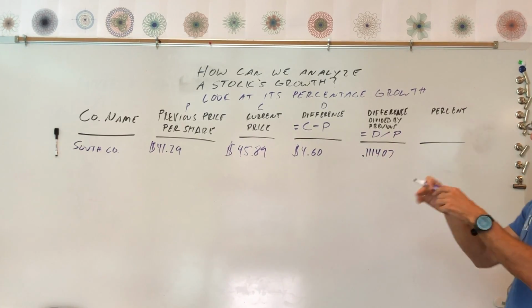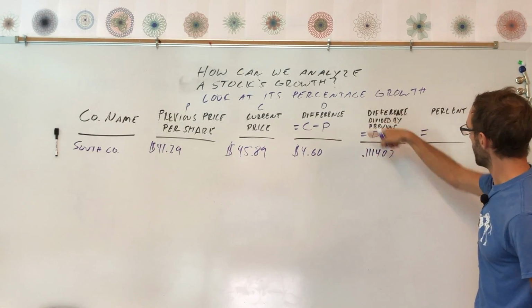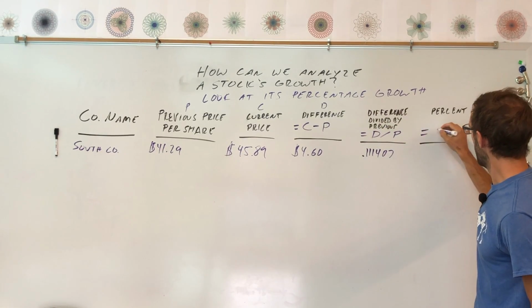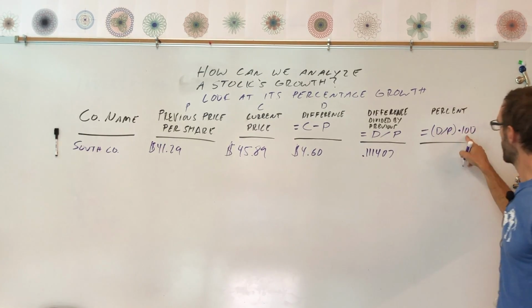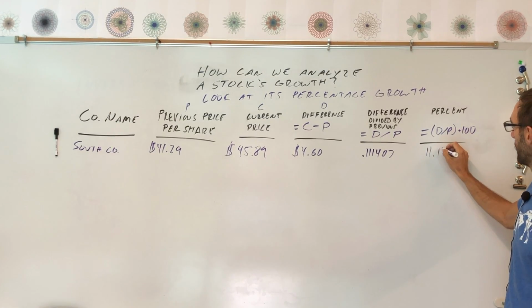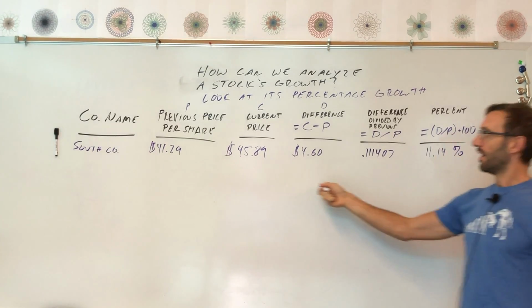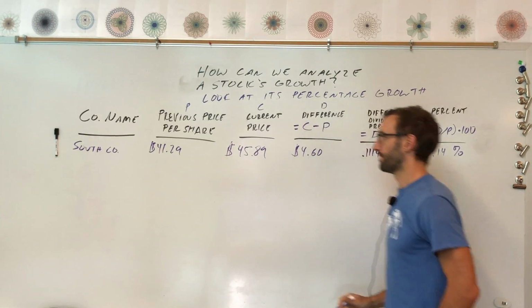Great, so this is going to give us the percent, and percent we usually see in terms of a whole, so 100. What we're going to do is take this cell here, and I'm just going to put parentheses around it: D over P, times 100. That's going to give us 11.14 percent. And so that means our stock has increased 11% from the previous day's close.